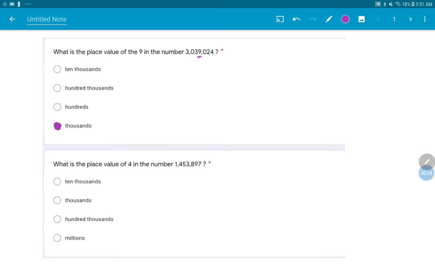If there is a 9 in the thousands place value, what is the value of that 9? What's the value of that 9, Christopher? It's the value of the 9 that's in the thousands place. 9,000. Very good.